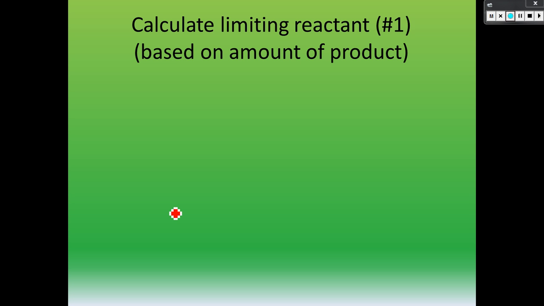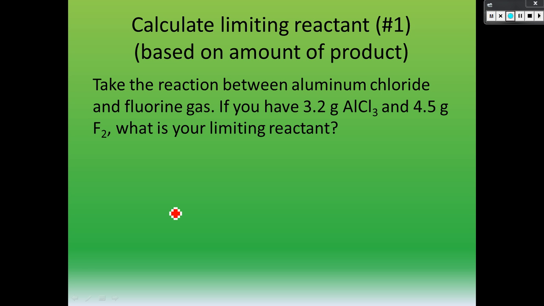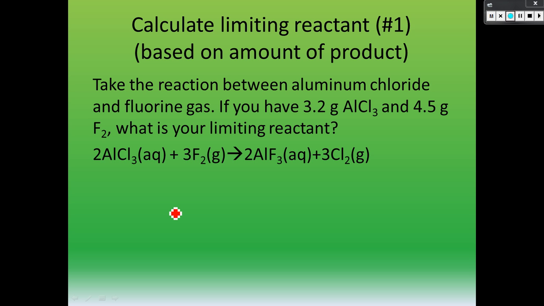So the first way to calculate the limiting reactant is based on the amount of product you get. So let's take this problem. Same reaction between aluminum chloride and fluorine gas. If you have 3.2 grams of aluminum chloride and 4.5 grams of fluorine gas, what is your limiting reactant? So again, the first thing you need to do is write a balanced equation.